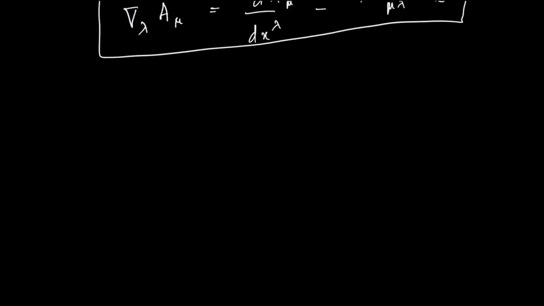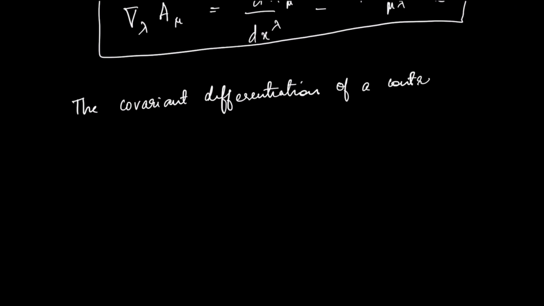Similarly, I can extend it to contravariant and covariant tensors of rank 2 also. The entire quantity can be extended to higher rank tensors. So I'll just give an example of a rank 2 contravariant tensor and covariant tensor. The covariant differentiation of a contravariant tensor of rank 2.